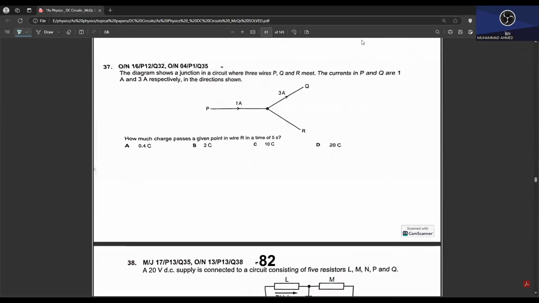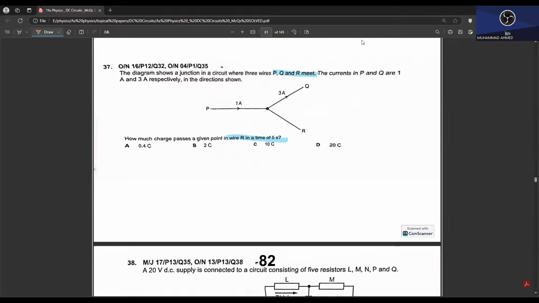Okay, let's see this. The diagram shows a junction in the circuit where 3 wires P, Q, R meet. The currents in P and Q are 1 ampere and 3 ampere respectively, in the direction shown. How much charge passes a given point in the wire Y in a time of 5 seconds?